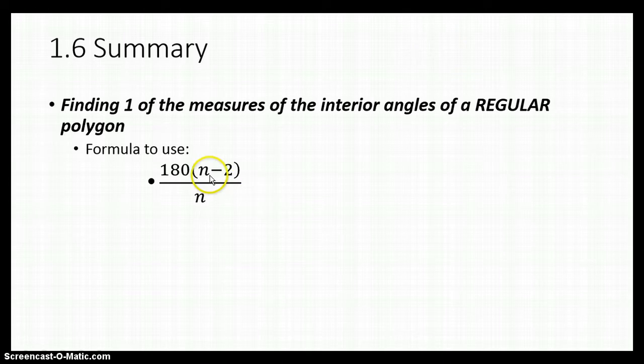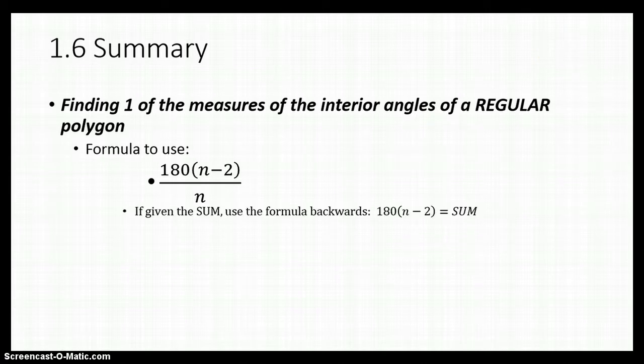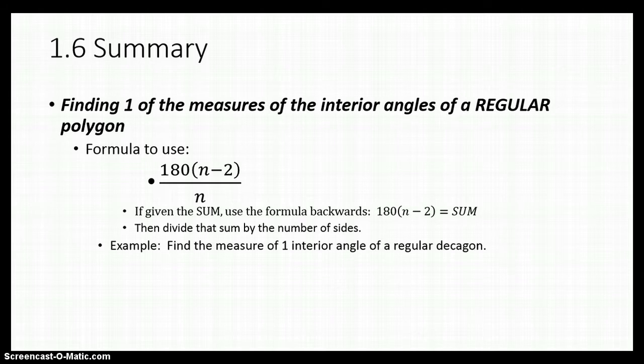So I'm going to find the sum, which is 180 times n minus 2, and then I'm just going to divide it by however many sides I have, because however many sides I have, that's how many angles I have. So we'll look at an example.